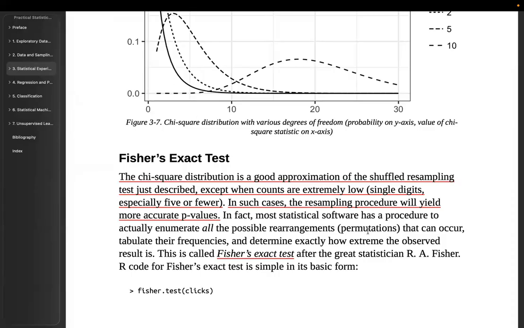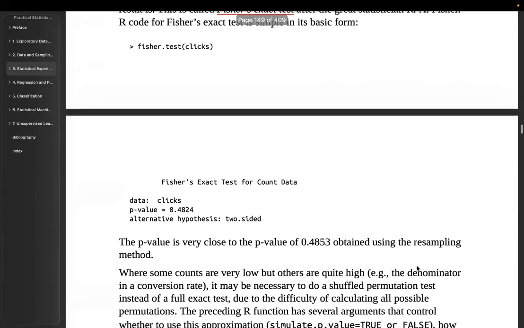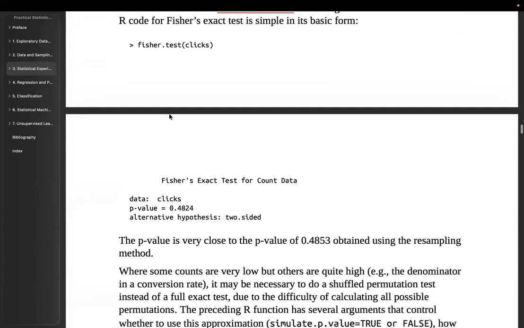In fact, most statistical software has a procedure to enumerate all the possible rearrangements that can occur, tabulate their frequencies, and determine exactly how extreme the observed result is. They use the permutation, and that is called Fisher's exact test, after the great statistician R.A. Fisher. And this is how you're going to use it.